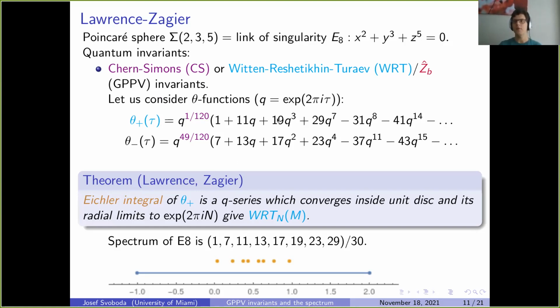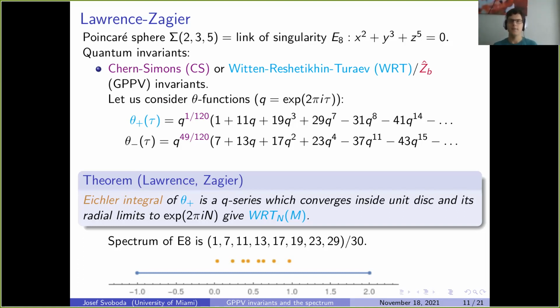So you can take radial limits to roots of unity, and if you do it, for the roots of unity e to the 2 pi i over n for all n, you will recover these Witten, Reshetikhin, Turaev numbers of the three-manifold. So this is kind of a nice way to write all the Witten, Reshetikhin, Turaev invariants at the same time, and you have much more, because you have a nice function which is defined everywhere in the open unit disk.